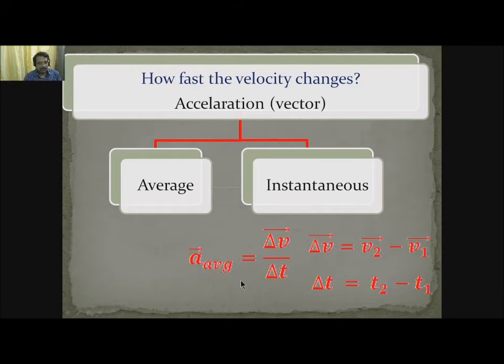For a calculation or measurement of acceleration, we need the knowledge of velocity at 2 points, at t2 and t1, that is delta v by delta t. v2 minus v1 by t2 minus t1 is average acceleration, and in the limit t2 tends to t1, this quantity becomes acceleration at t1.